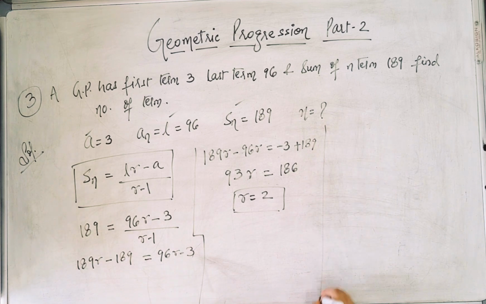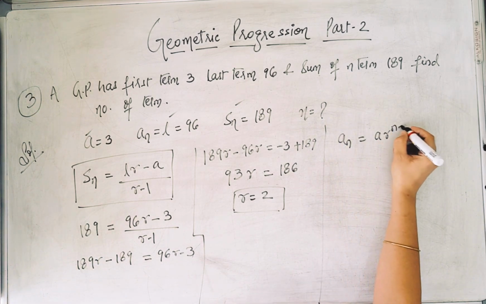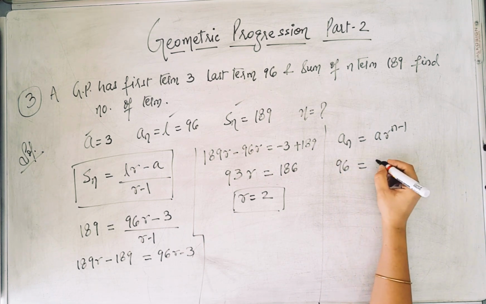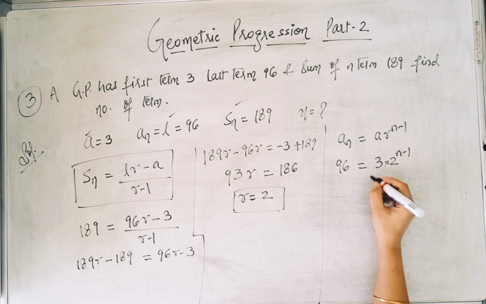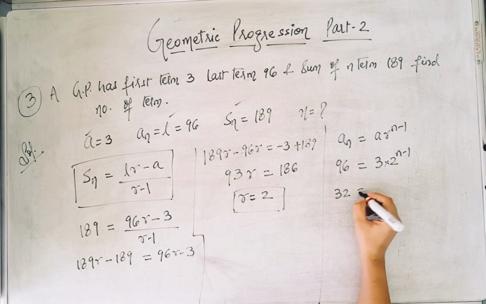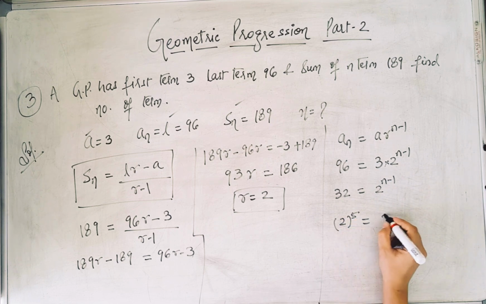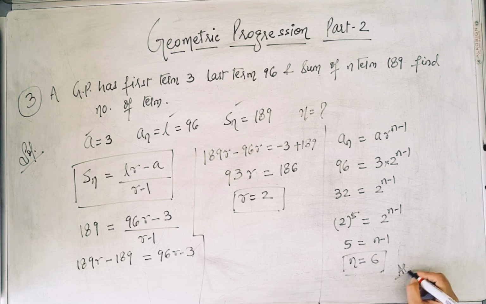Now we know what is An. Formula of An is A into R to the power n minus 1. So An is 96, A is 3, R is 2 to the power n minus 1. So 96 divided by 3 will be 32, equal to 2 to the power n minus 1. So 32 we can write as 2 to the power 5, and when bases are equal, the exponents will be equal. Thus the value of n will be 6.